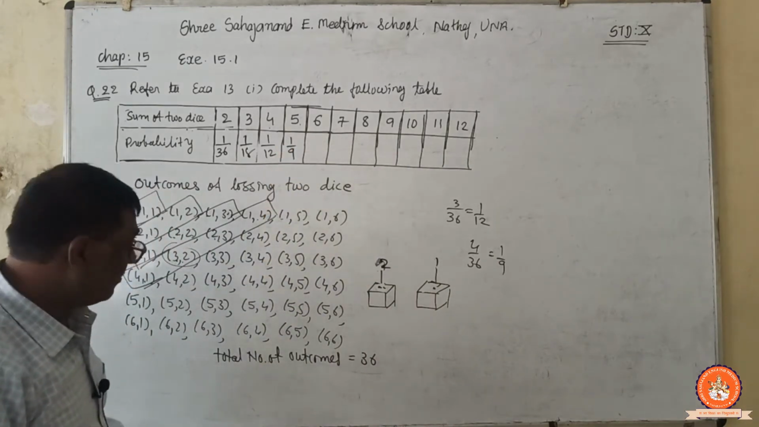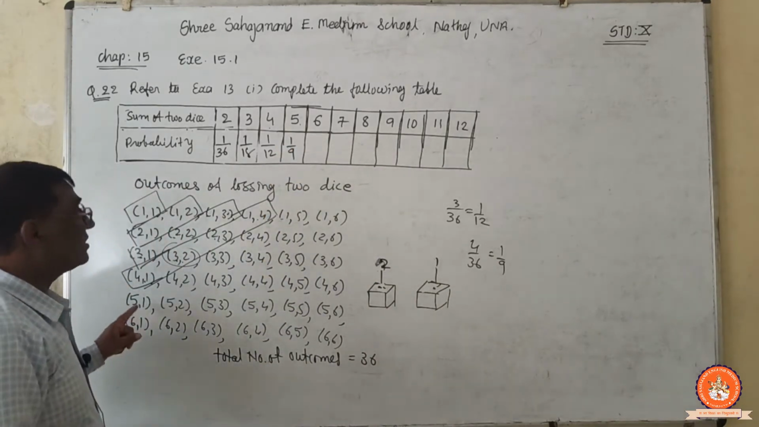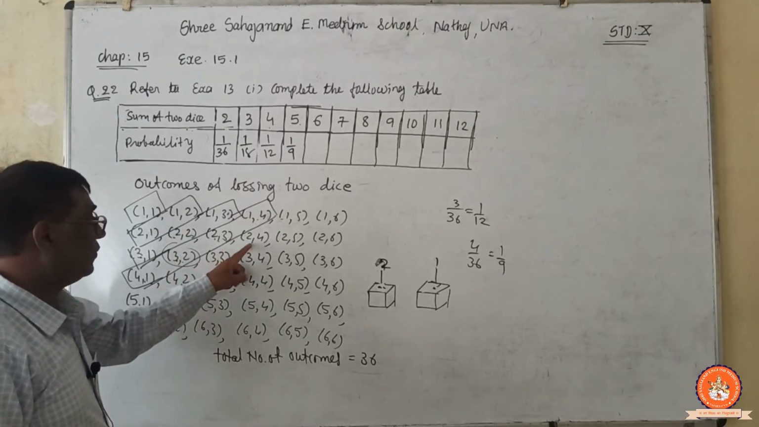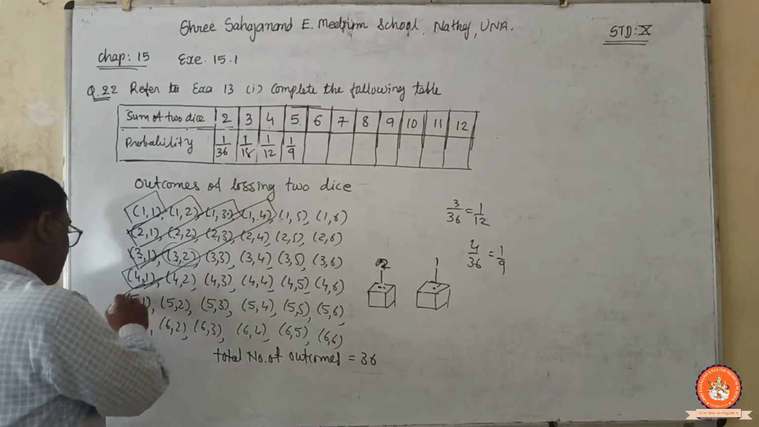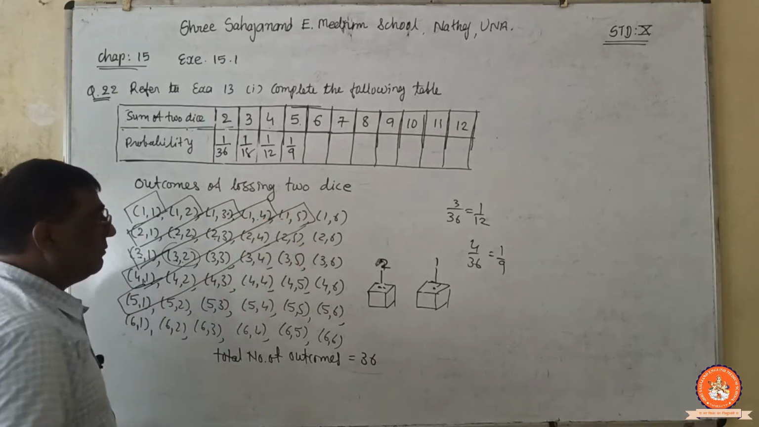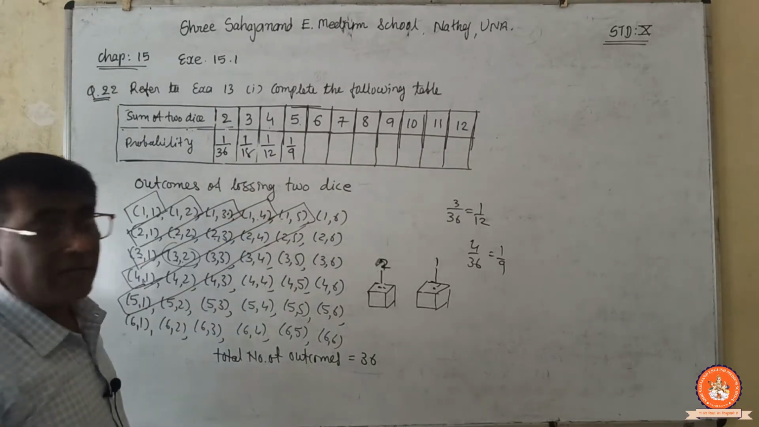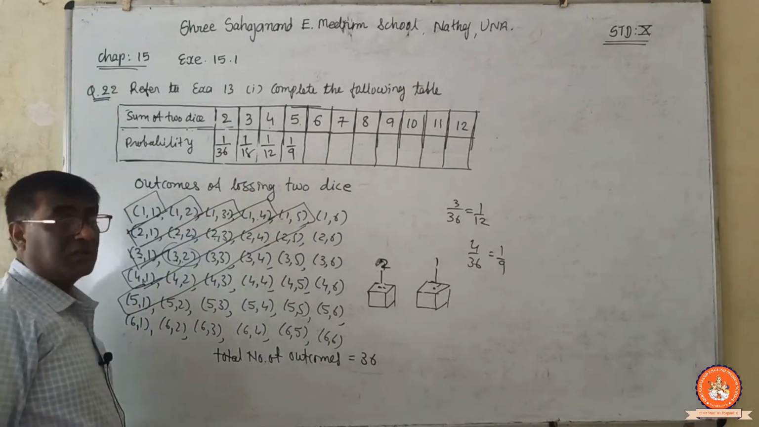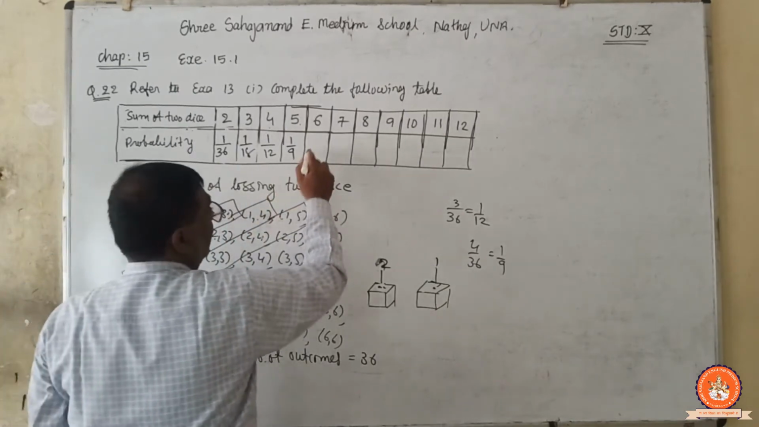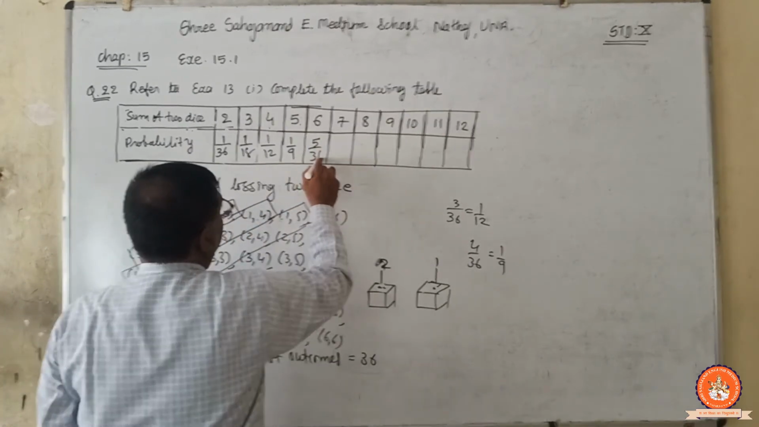Now the sum of two numbers is equal to 6. So 5 1, 4 2, 3 3, 2 4 and 1 5. So these 5 outcomes are favorable to the event of getting sum of two numbers equal to 6. So it's 1, 2, 3, 4, 5. It's 5 upon 36.